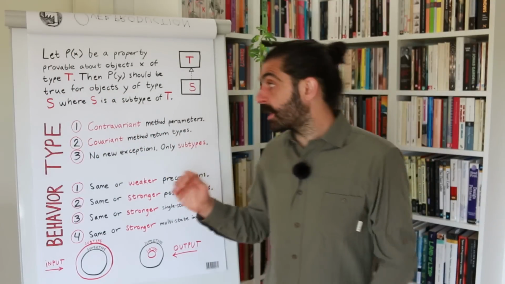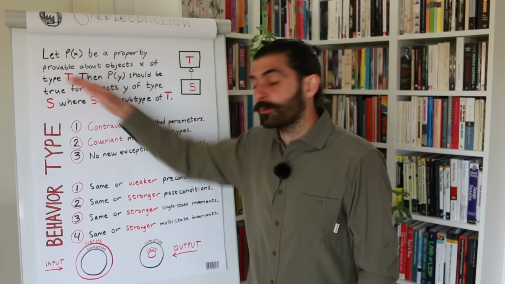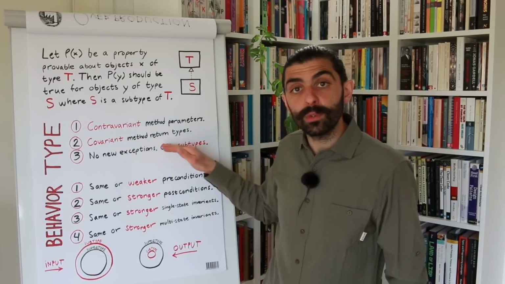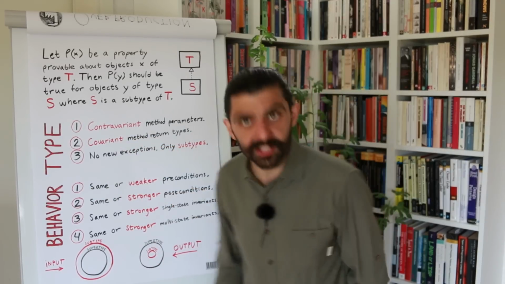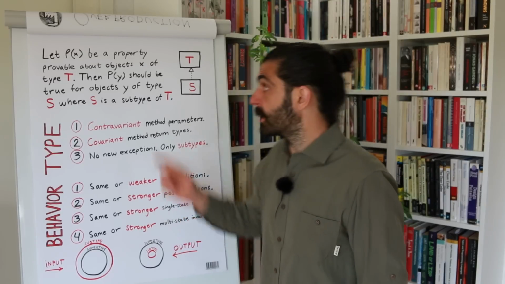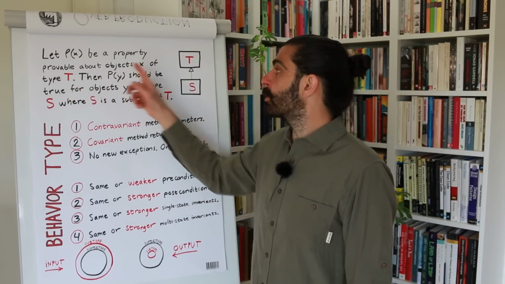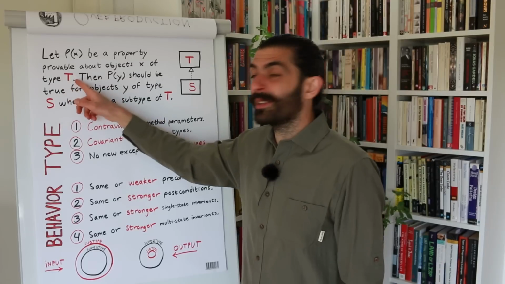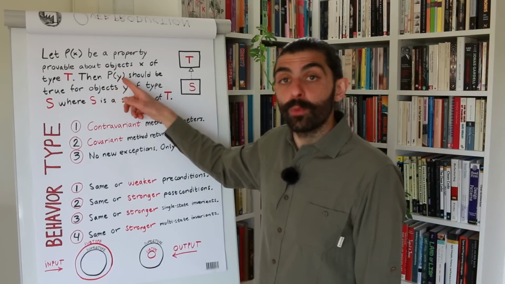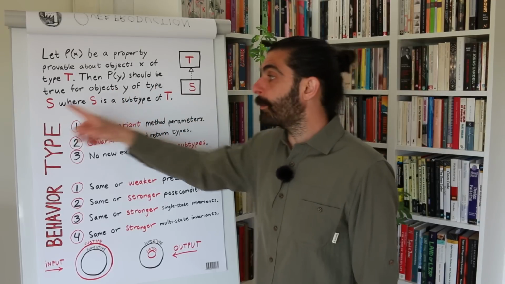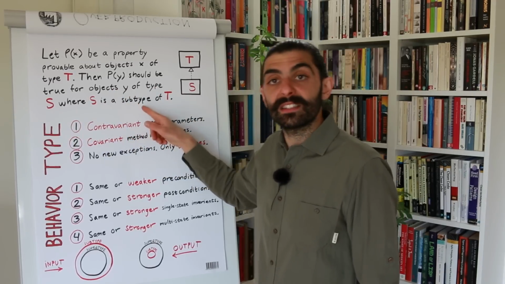Let's understand the Liskov Substitution Principle by first looking at the formal definition, then the Robustness Principle, then the type rules, and then the behavioral rules. Let's go! So here's the formal definition. Let P(X) be a property provable about objects X of type T. Then P(Y) should be true for objects Y of type S, where S is a subtype of T.